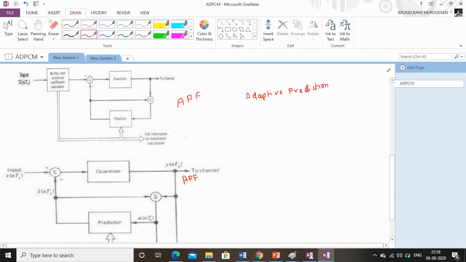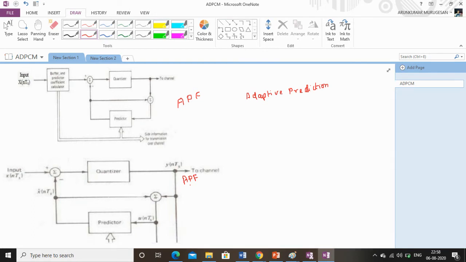In adaptive prediction with forward estimation, the unquantized samples of the input signal are used to derive the prediction coefficient. In backward estimation, the samples of the quantized output and prediction error are used to derive the estimation of the prediction coefficient.